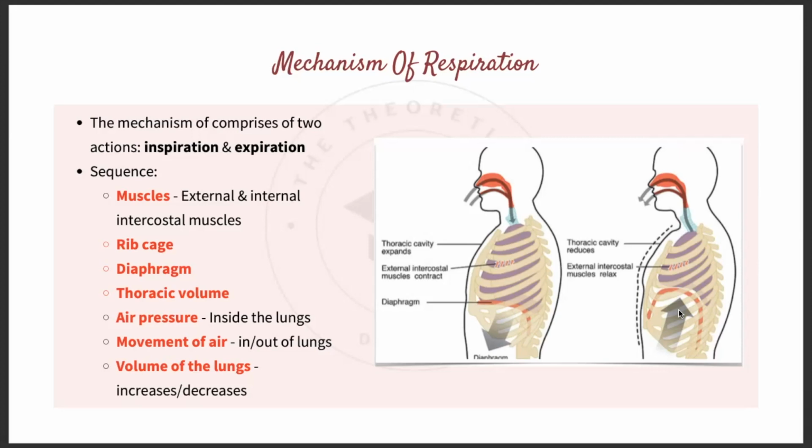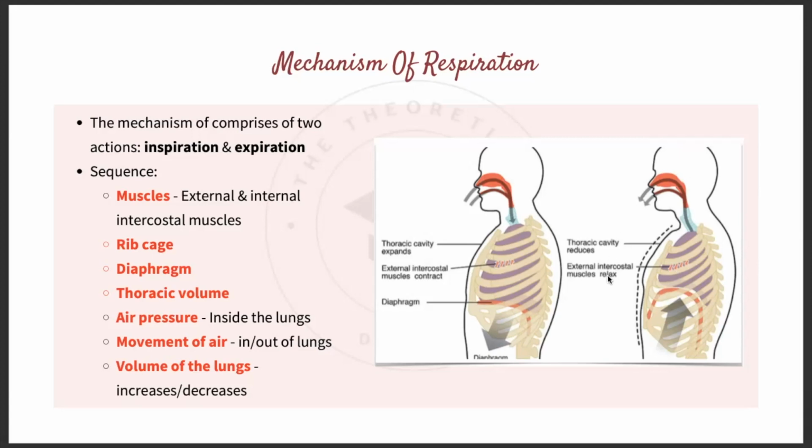Well, you need to push air out. Obviously, the thoracic volume decreases. And what about the air pressure? You need to force air out. So the air pressure inside the thoracic cavity will increase, because when volume decreases, the air pressure increases. So how about the movement of air? The air moves out of the lungs.